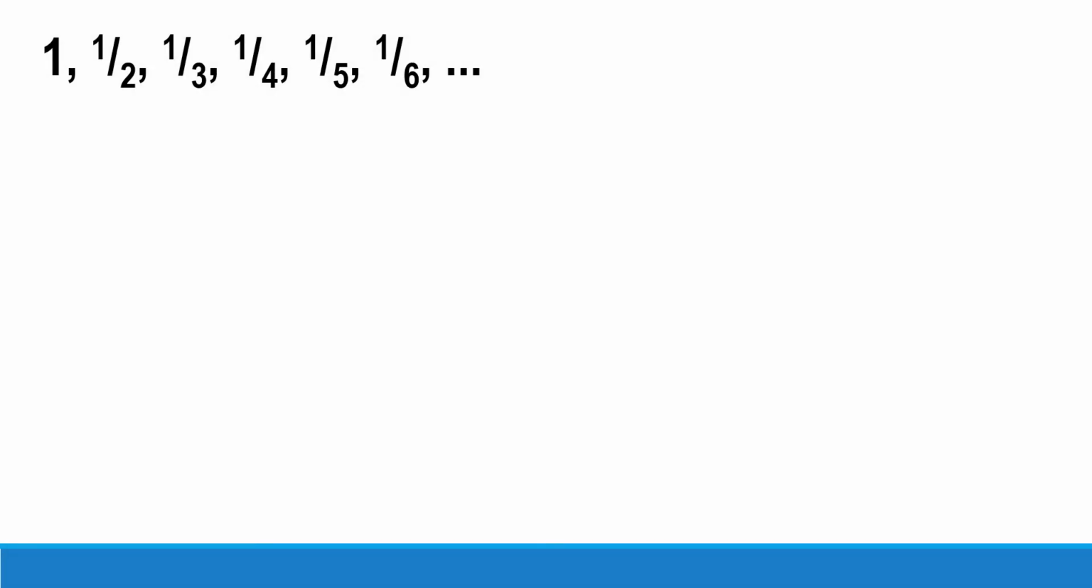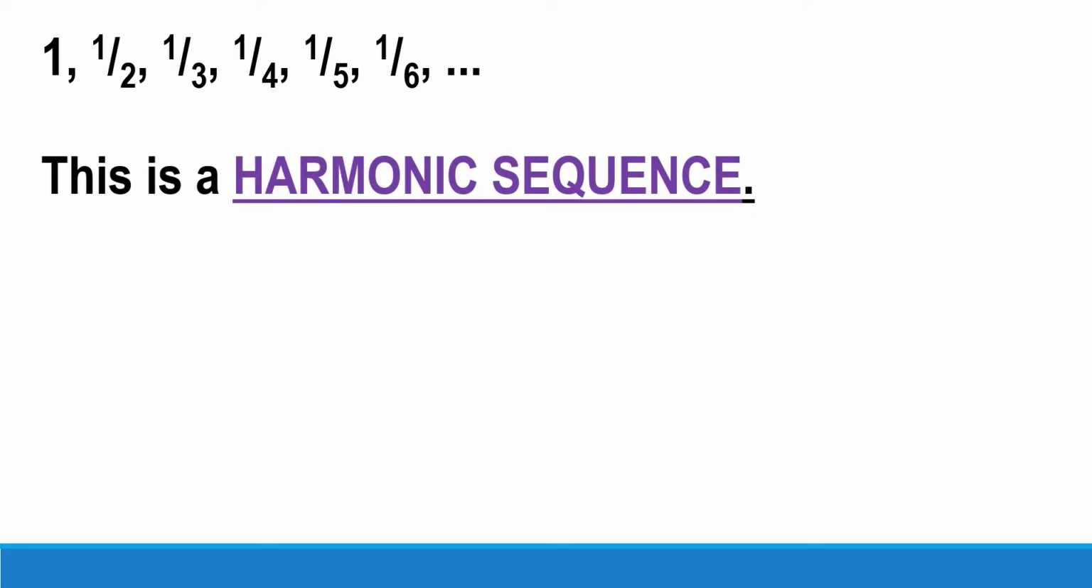The sequence 1, 1/2, 1/3, 1/4, 1/5, 1/6 is neither arithmetic, because you cannot add a common difference to each term, nor is it geometric, as you cannot multiply a common ratio to each one. In fact, this is its own special sequence, which we refer to as a harmonic sequence.